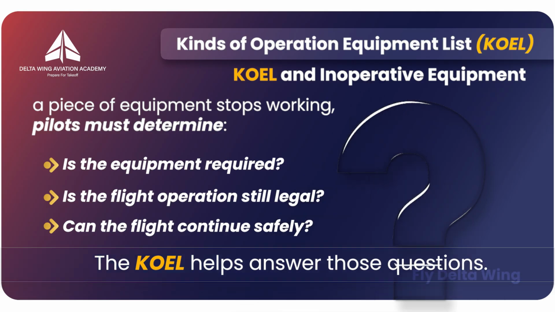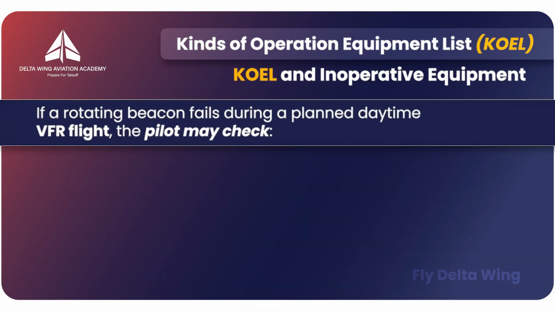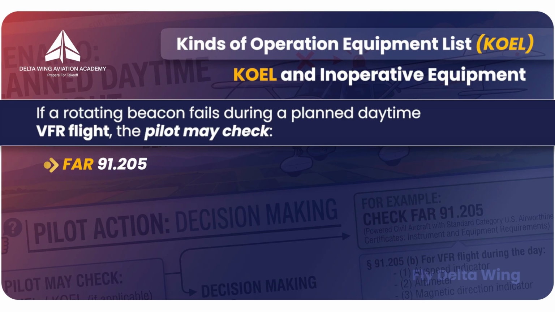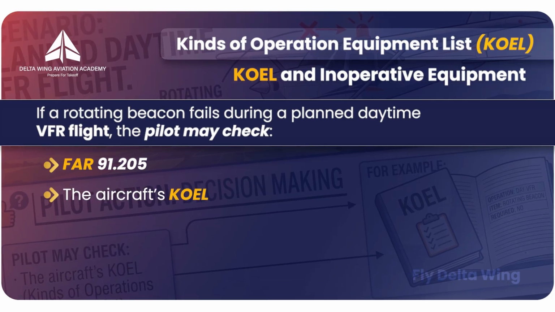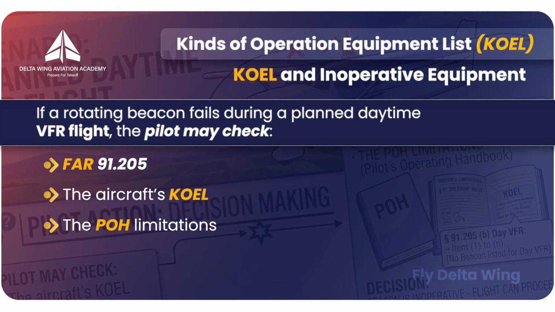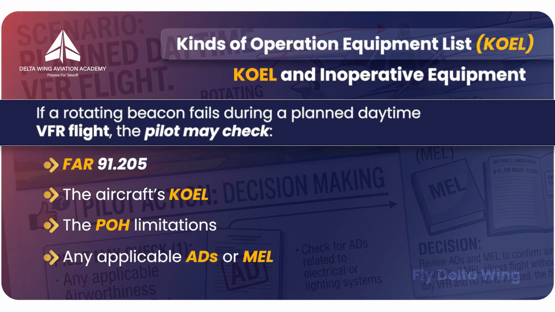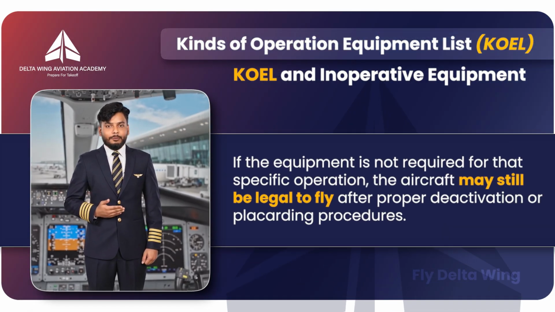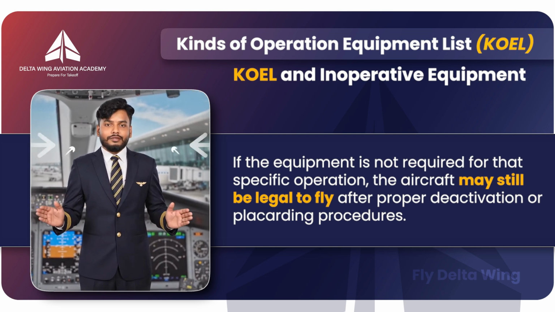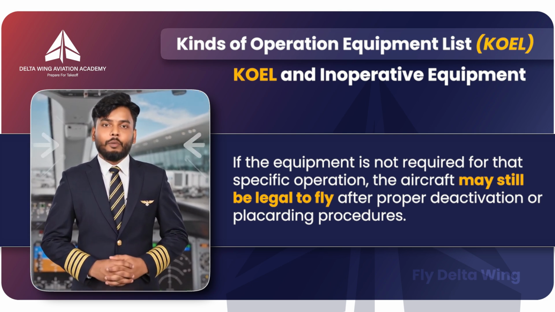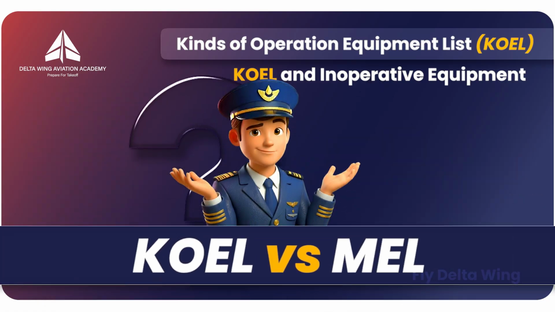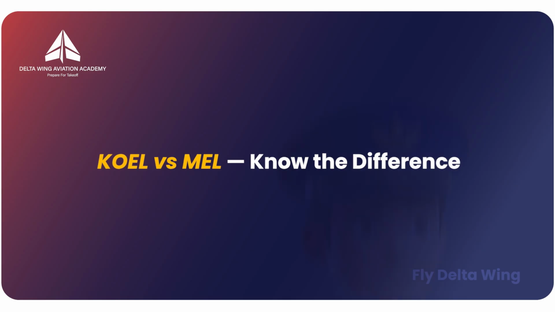For example, if a rotating beacon fails during a planned daytime VFR flight, the pilot may check FAR 91.205, the aircraft's KOEL, the POH limitations, and any applicable ADs or MEL. If the equipment is not required for that specific operation, the aircraft may still be legal to fly after proper deactivation or placarding procedures. We'll move next into another important distinction that students often confuse.